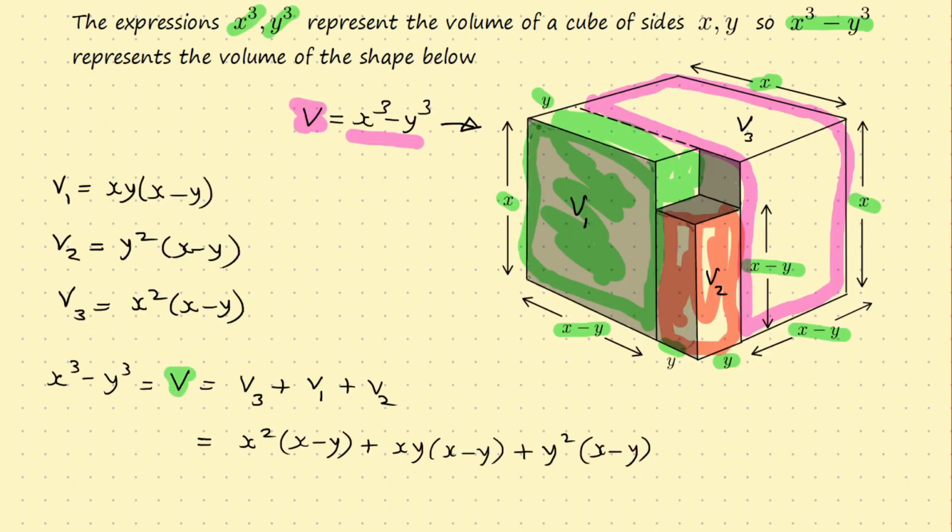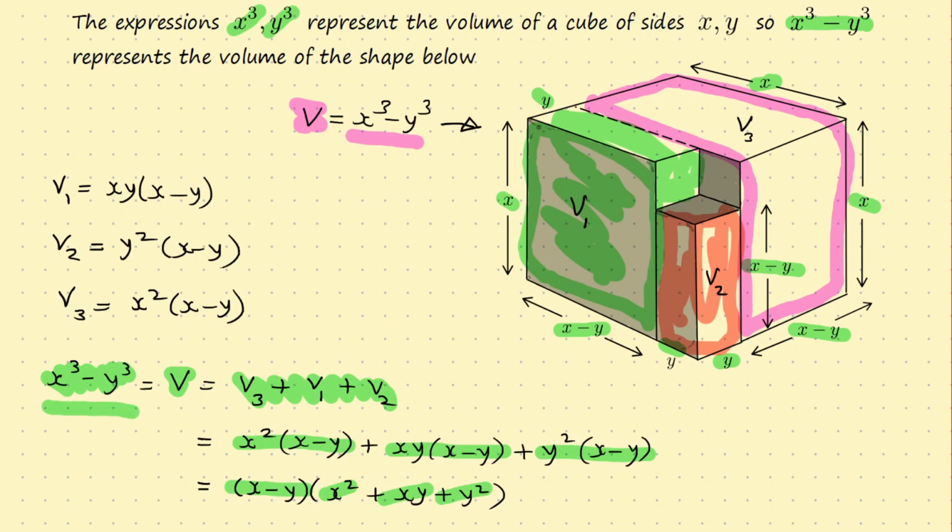Now V, which equals x³ - y³, can also be written as the sum of the three smaller volumes, which we can write as V3 + V1 + V2, which equals x²(x - y) + xy(x - y) + y²(x - y). And we can now factorize out the common term x - y to give us (x - y)(x² + xy + y²), which we can now see is equal to x³ - y³ as required.